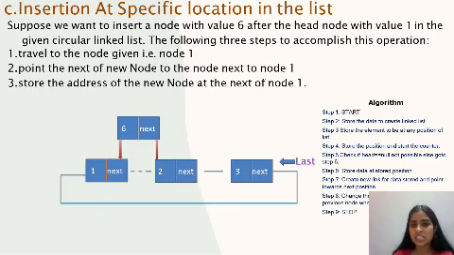Insertion at specific location in the list. If we want to insert a node with value 6 after the node with value 1 in the given list, then we'll travel to the given node 1, point the next of the new node to the node next to node 1, and then we'll store the address of the new node at the next of node 1.